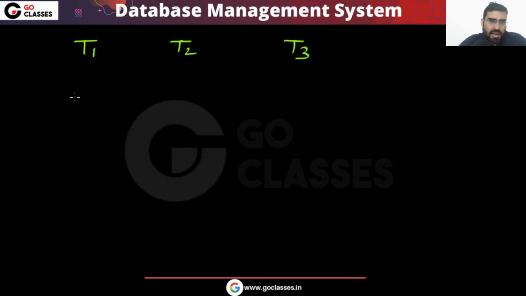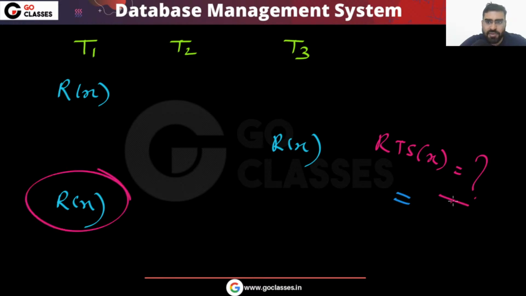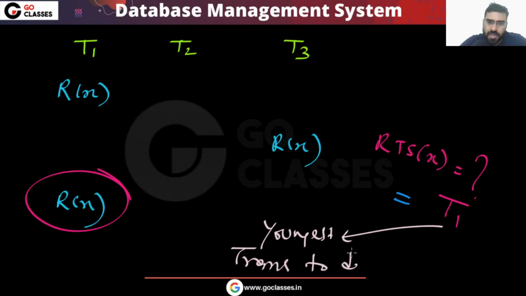Now let me ask another question. Let's assume this one does the read operation, this one does the read operation, and then this one does the read operation. Now you tell me what is the read timestamp of X? Who is the youngest who did the read operation? The answer will be T1. T1 is the youngest transaction to read X.